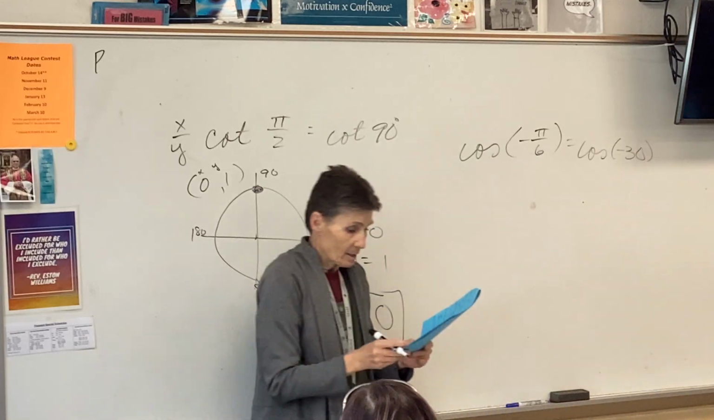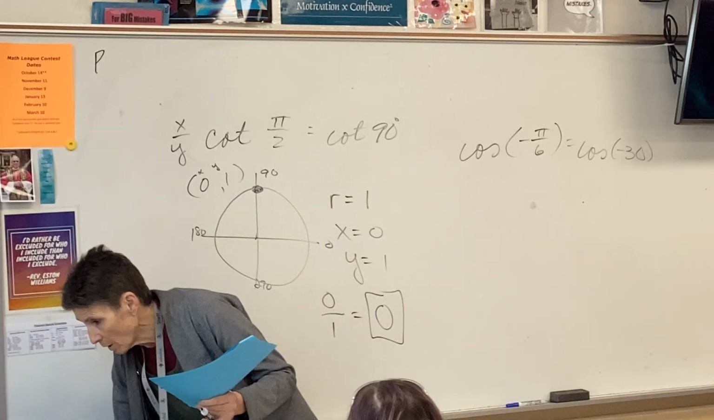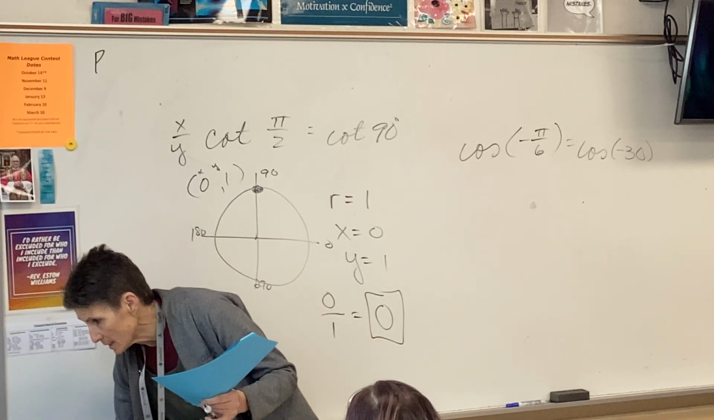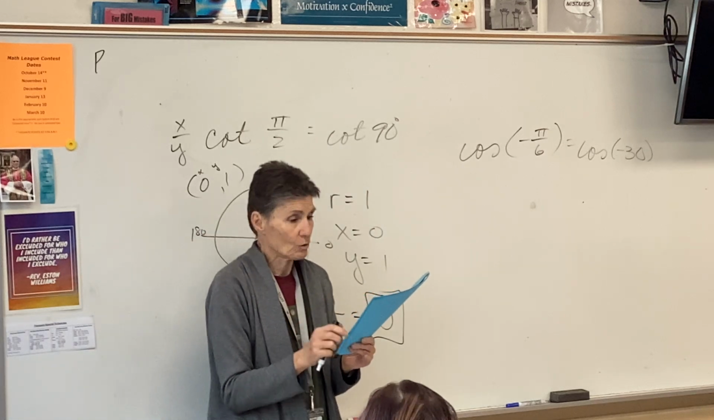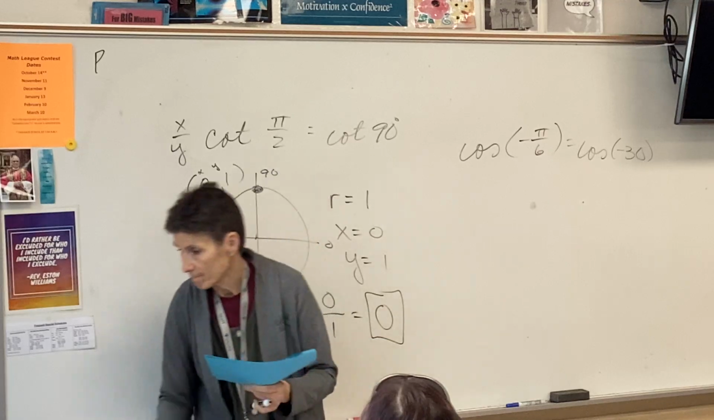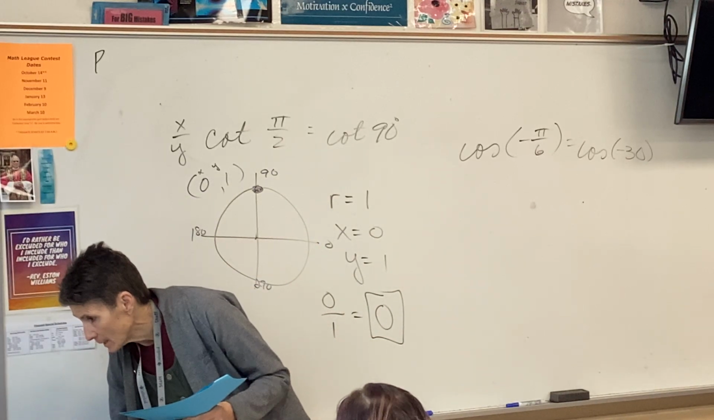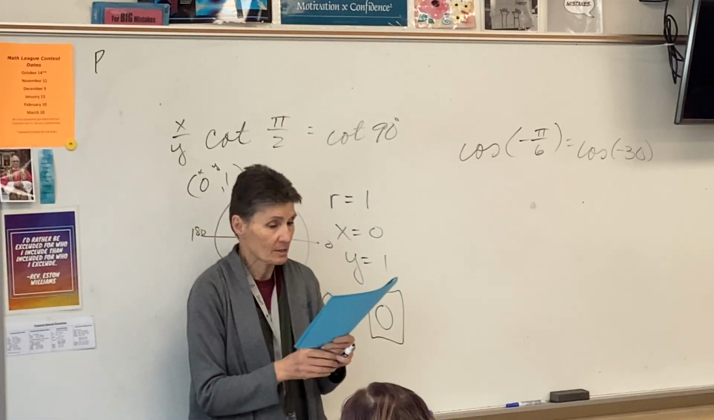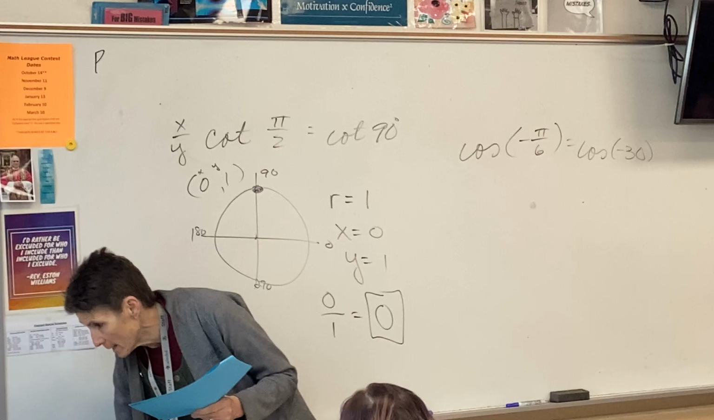All right, now where do I draw negative 30? How do I do that? Anybody remember how I handle negatives? Is it the other way? The other way, I go the other way.